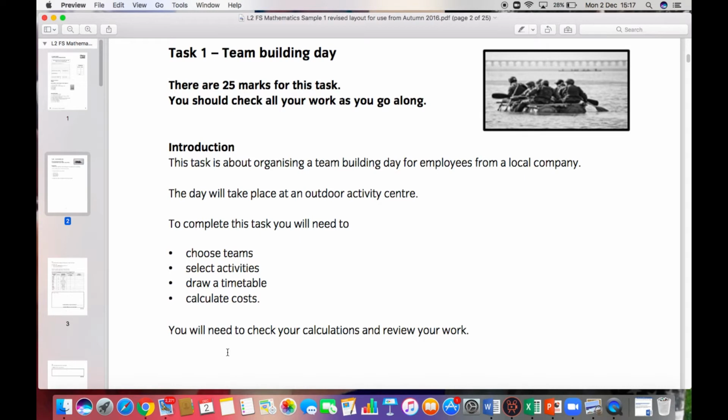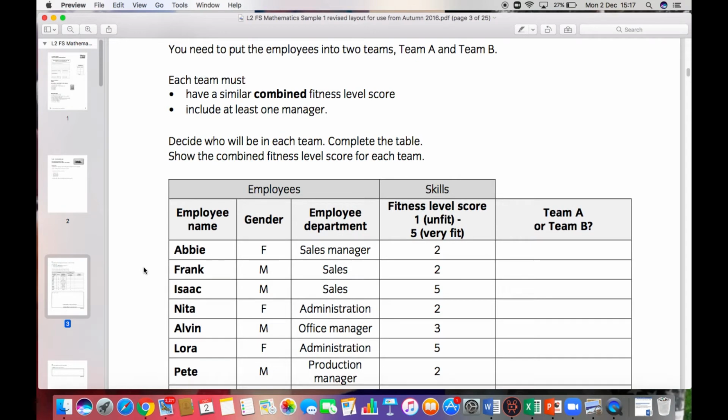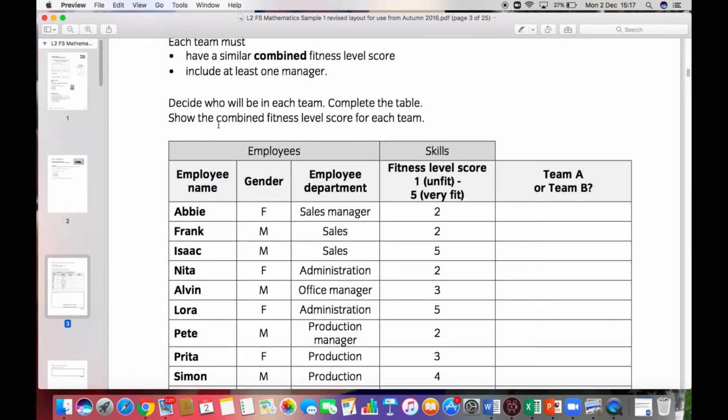You will also need to check your calculations and review your work, and I'll explain that in a bit more detail as we get to the question. So here's the first question, question 1A. You need to put the employees into 2 teams, Team A and Team B. Each team must have a similar combined fitness level score and include at least one manager. So you need to decide who will be in each team and complete the table. Show the combined fitness level score for each team.